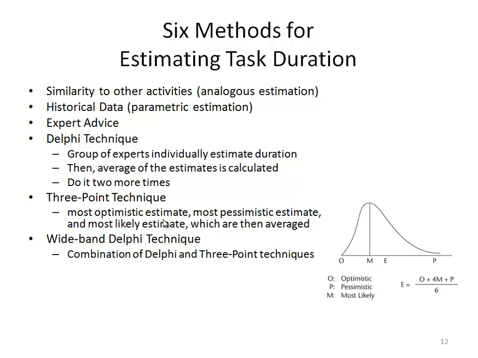And then we calculate the average, and by calculating the average, usually we use a certain formula, and I will go through that in an example. And the sixth method is the wideband Delphi technique, which is combining the Delphi technique and the 3-point techniques. So we can take the group experts' estimate and the most optimistic, most pessimistic, and most likely, then take the average of these readings, and that will be the wideband Delphi technique.